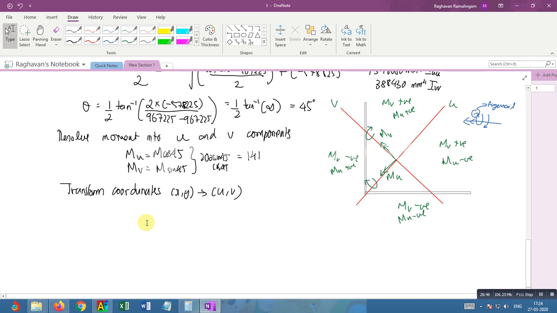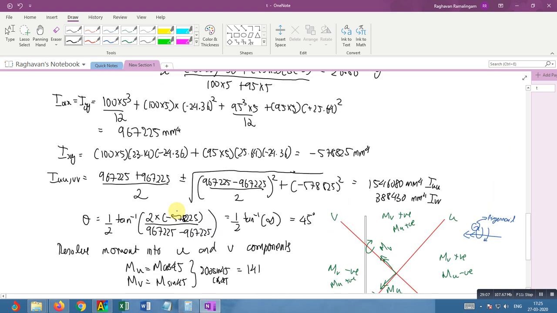You can use u equals x cos theta plus y sin theta, and v equals minus x sin theta plus y cos theta.